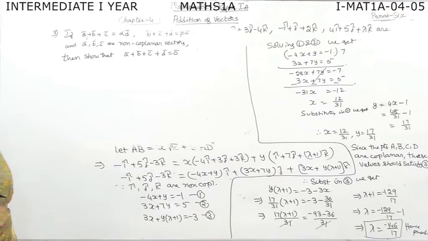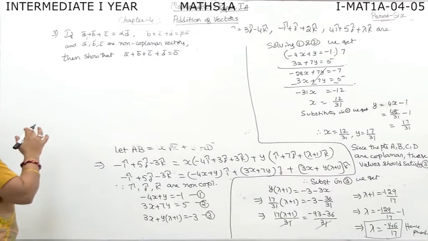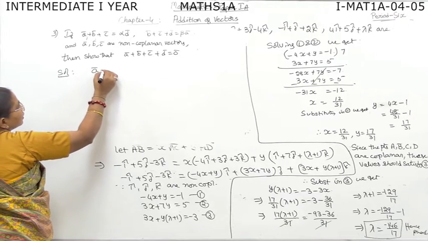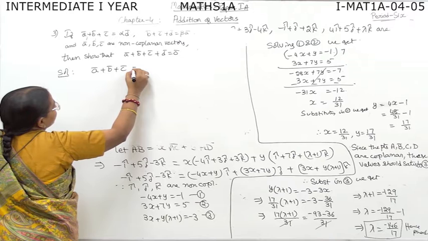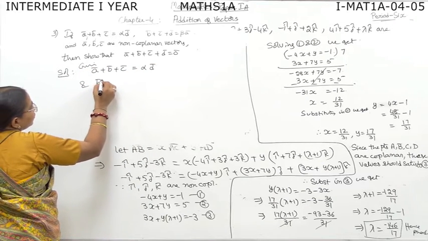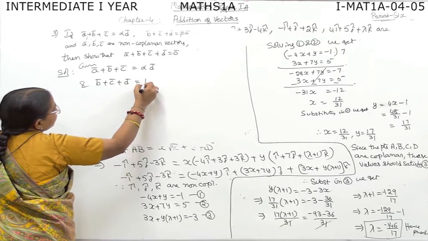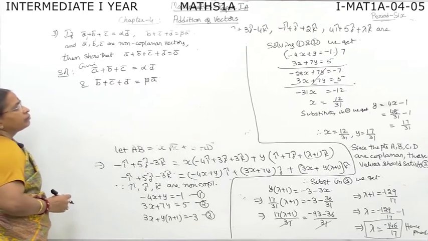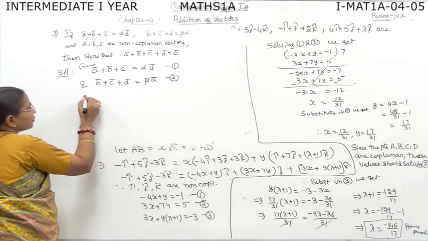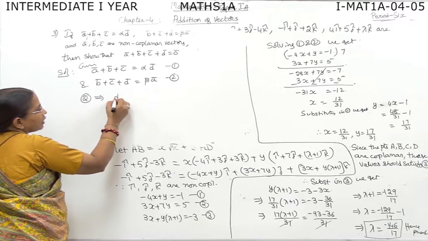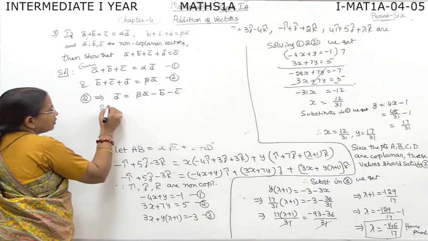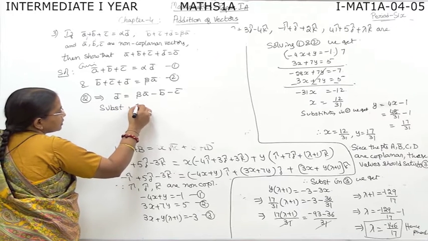So we are given only about A, B and C. So what we'll do is, from the given equations, combine them and write in terms of only A, B and C. So you are given like this, and also B plus C plus D is equal to beta A. Now from the first equation or second equation, you take the D value. So from the second equation, we will get D as beta A minus B minus C. Now we'll substitute this D value in the first equation.